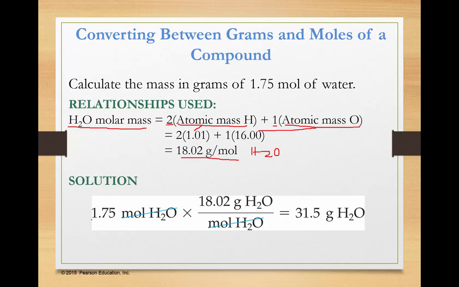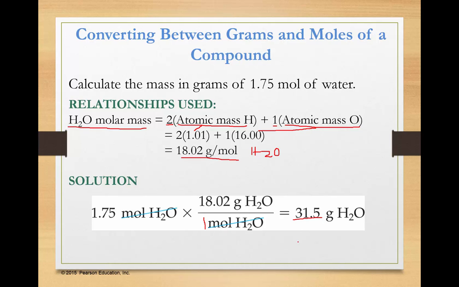So now what this is, the relationship to 1 mole, but I don't have 1 mole. I have 1.75 moles. So I need to ratio that. I have a little more than a mole. So 1.75 moles of water times the 18 grams for every 1 mole of water. Moles cancel out, and that tells me that in my 1.75 moles of water, I have 31.5 grams of water.